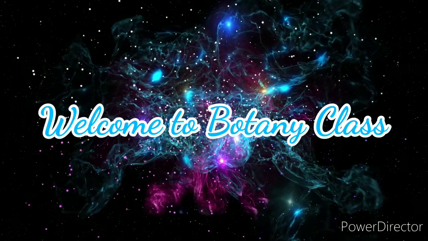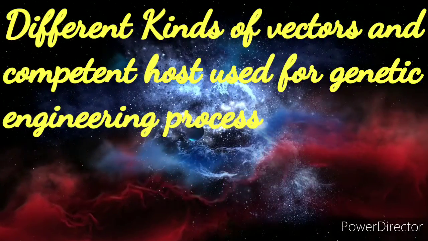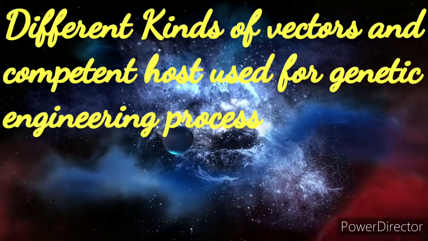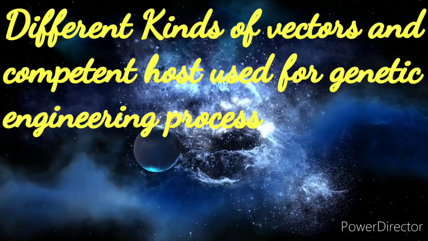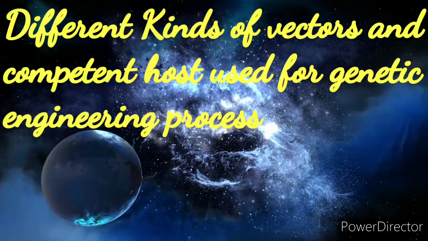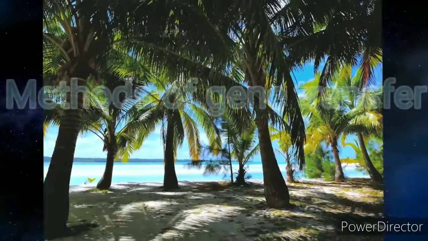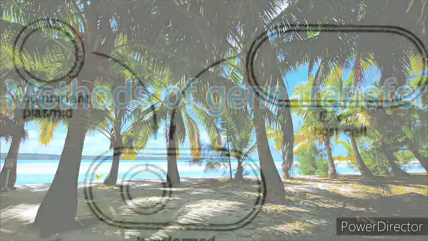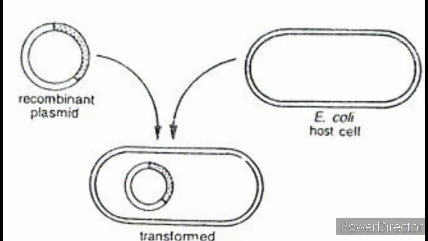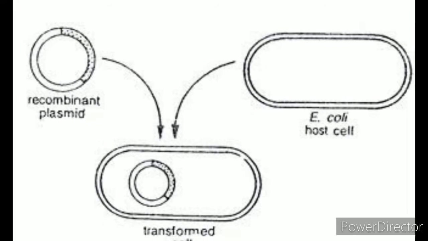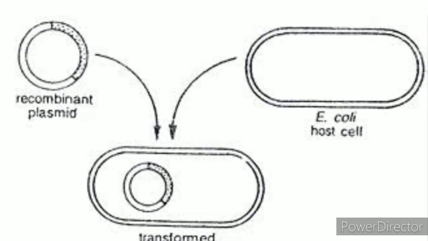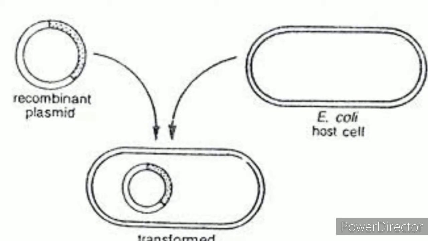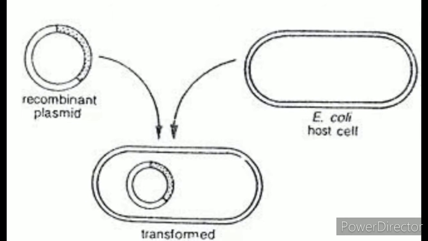Welcome to botany class. In the previous class, we have studied different kinds of vectors and competent hosts used for the genetic engineering process. Today, let's learn methods of gene transfer. The next step after a recombinant DNA molecule has been generated is to introduce it into a suitable host cell. There are two kinds of gene transfer methods in plants.